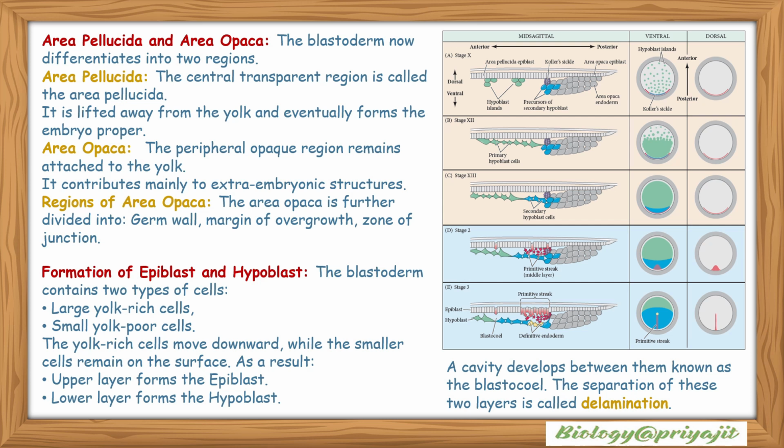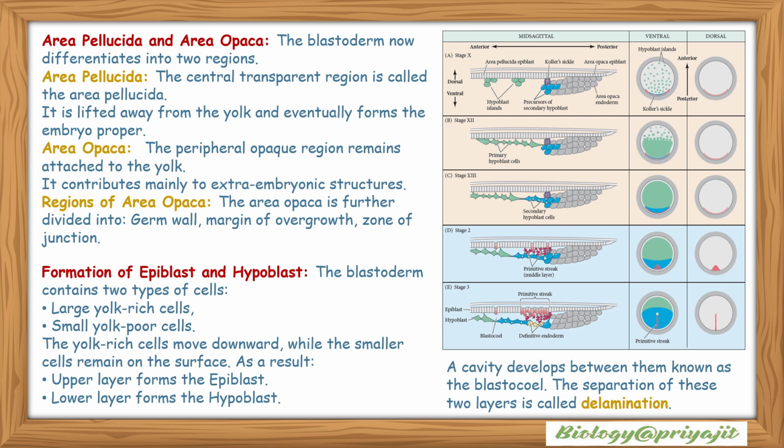Area pellucida and area opaca. The blastoderm now differentiates into two regions. The central transparent region is called the area pellucida. It is lifted away from the yolk and eventually forms the embryo proper. The peripheral opaque region, which remains attached to the yolk, is called the area opaca. Regions of the area opaca: the area opaca is further divided into germ wall, margin of overgrowth, zone of junction, etc.